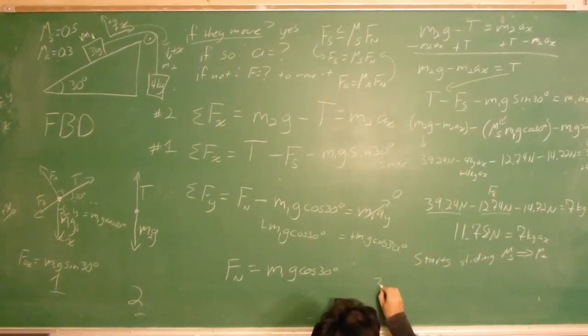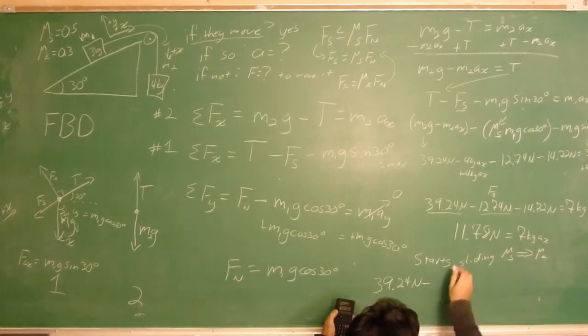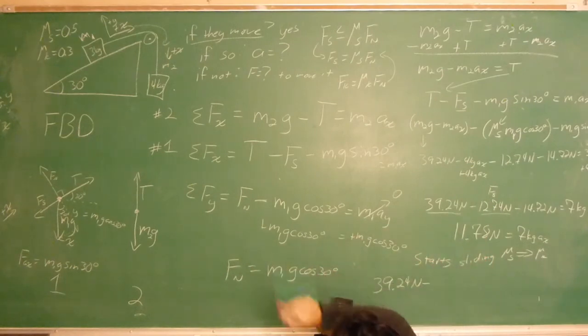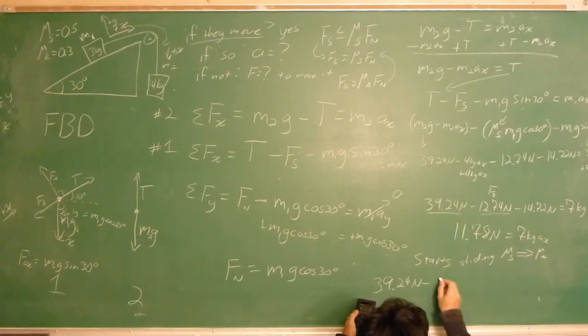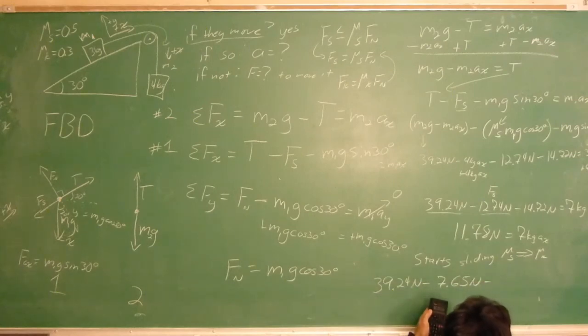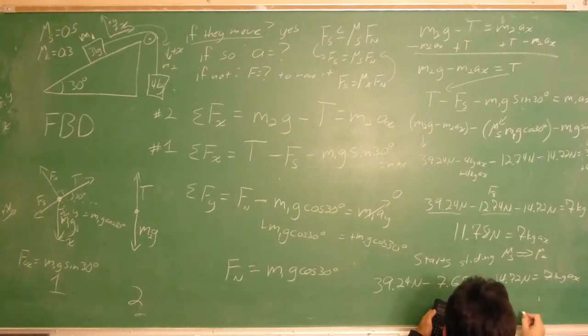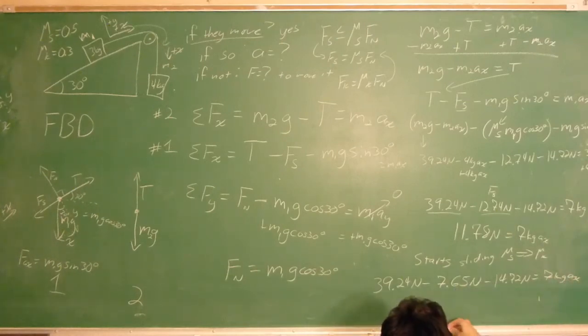We figured that out. So everything else is the same, 39.24 newtons minus my new value. Instead of using my coefficient of static friction, 0.5, I'm using my coefficient of kinetic friction. And when I solve that, I end up with 7.65 newtons minus my other term here, which is the force of gravity on the first block. That's unchanged. 14.72 newtons equals 7 kilograms times my acceleration in the x. So I add all of these up. Let me go ahead and do that.